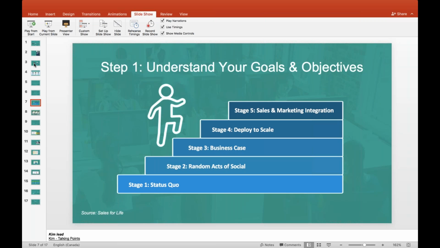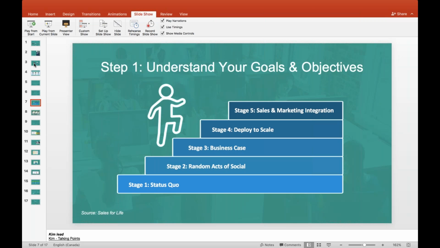Some are seeing some success. Or you've started to really build programs within your teams and you're looking for ways to deploy it at scale and drive that deep level of sales and marketing integration that we know is so important to build a successful social selling program. So, really taking the time to understand where you are will help you establish your goals and objectives.